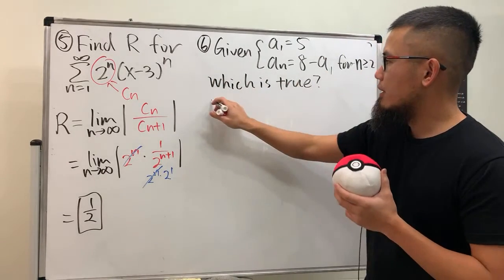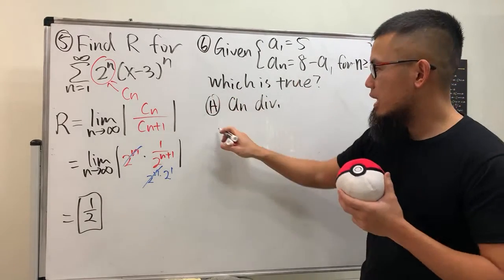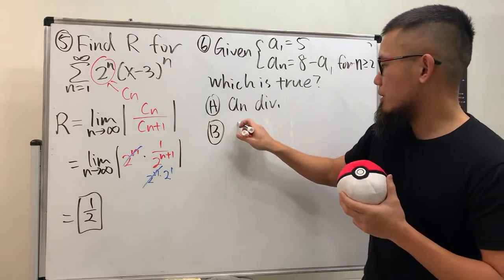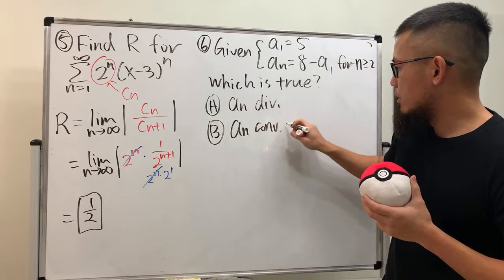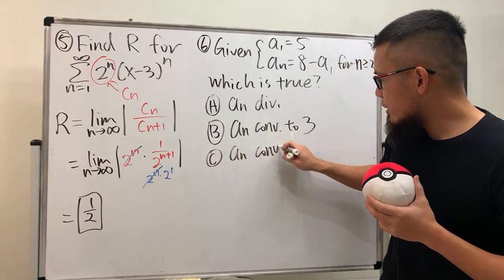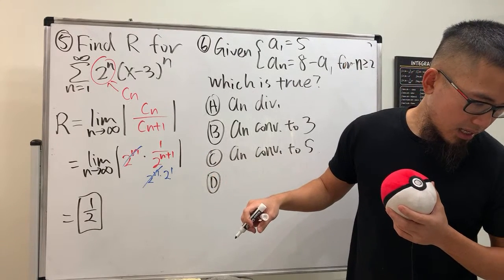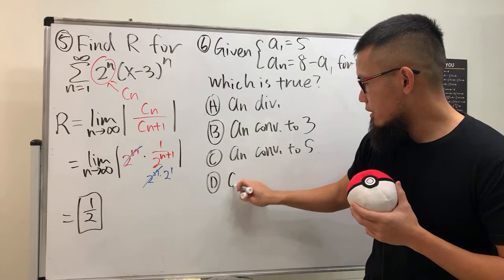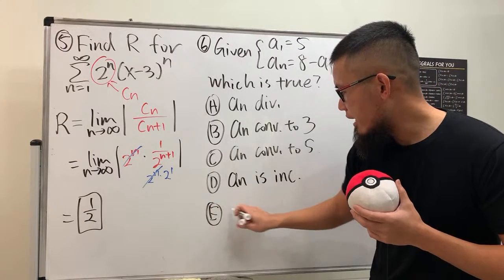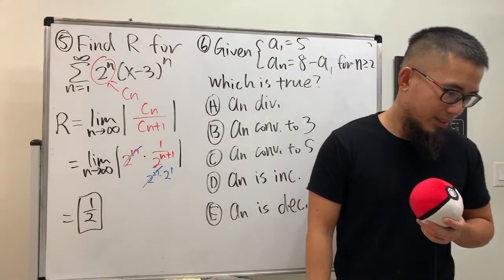You guys ready? First one, an diverges. Second one, I say an converges to 3. C, an converges to 5. And then D, I say an is increasing. And then lastly, I say an is decreasing. All right? So which one?